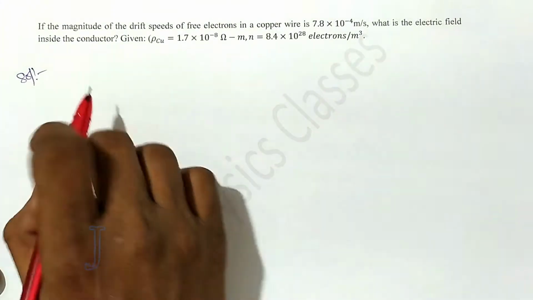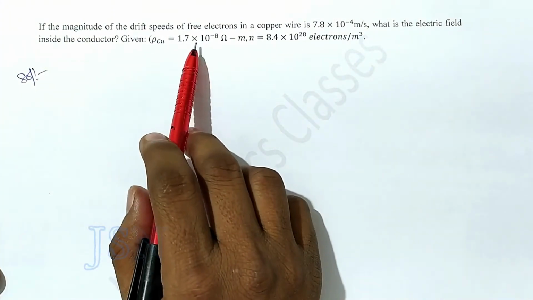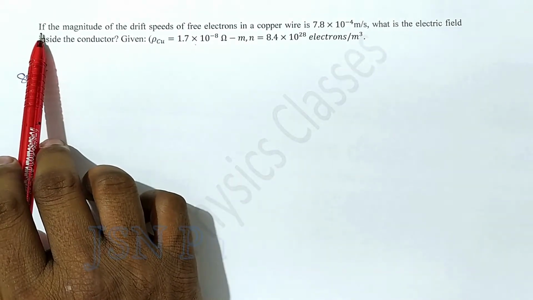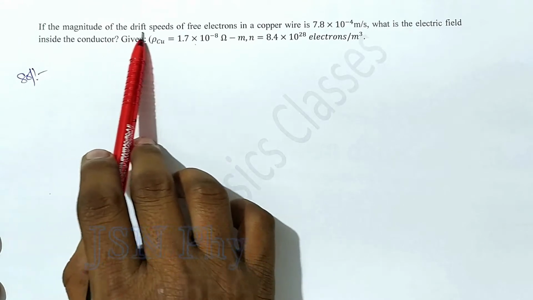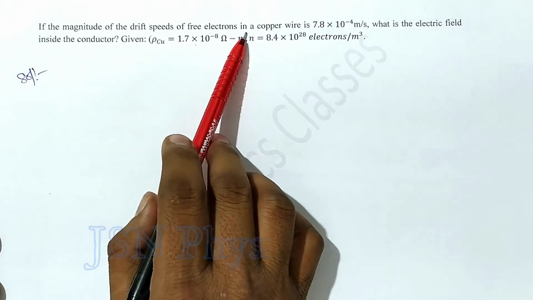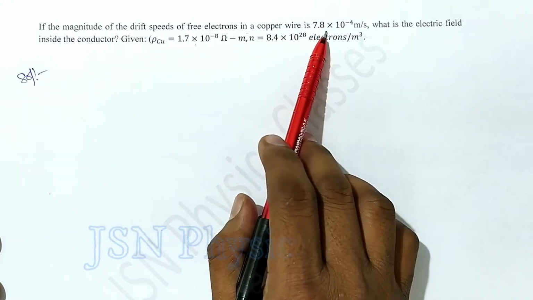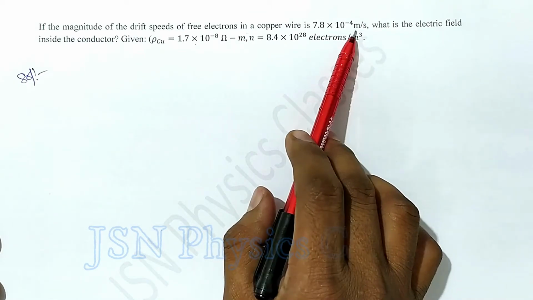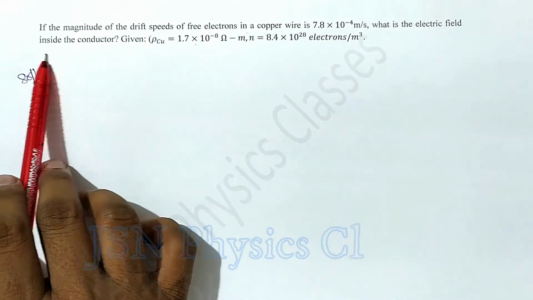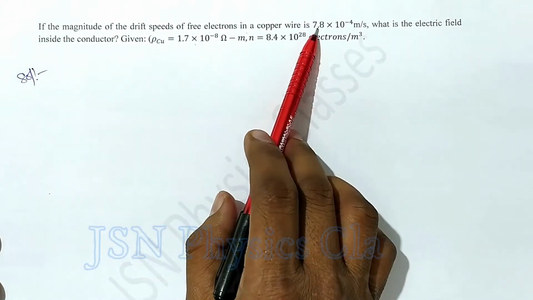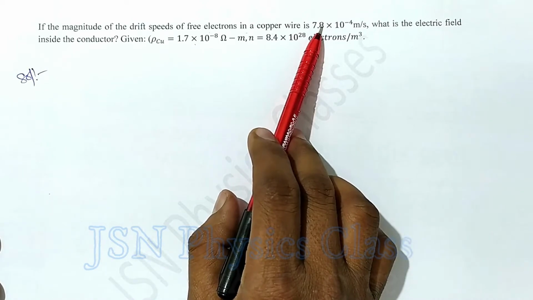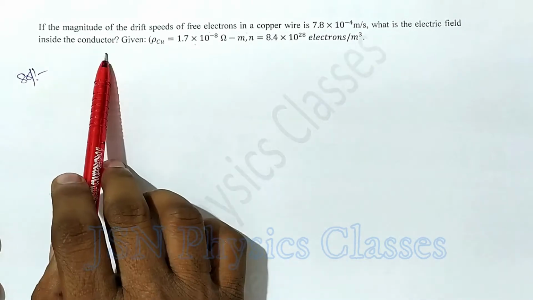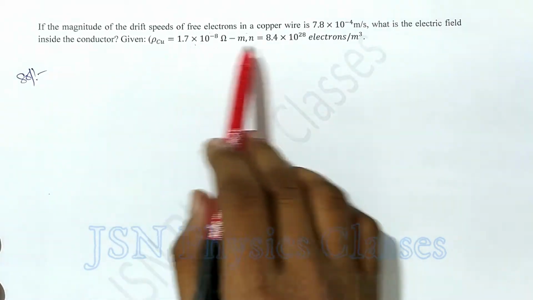Dear students, this problem is based on drift velocity and resistivity of the given material. Here in the given problem, the magnitude of the drift speed of free electrons in a copper wire is 7.8 × 10^-4 meter per second. This is the drift velocity, and what is the electric field inside the conductor? If this is the drift velocity in the given material, that is copper wire, what is the electric field inside the conductor? Already they have given some data.